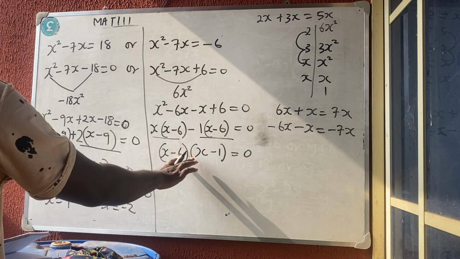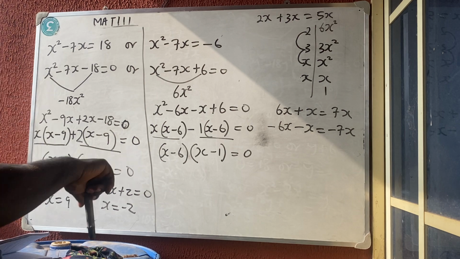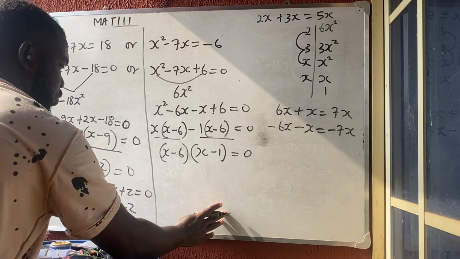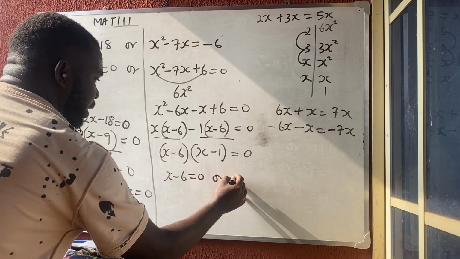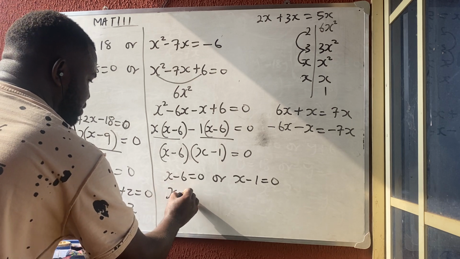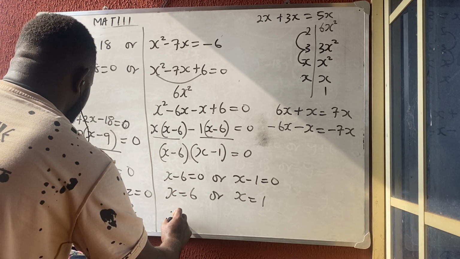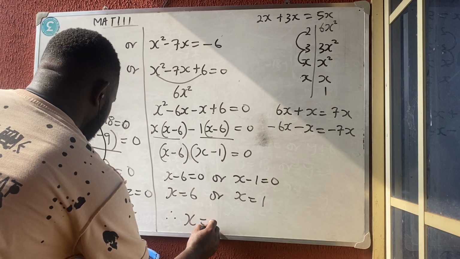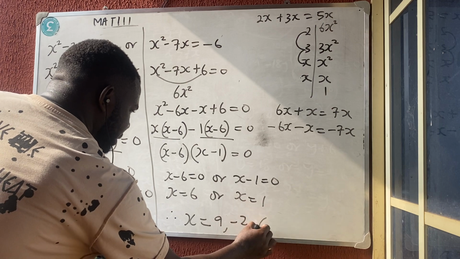Now, when the product of two things is equal to 0, it means that either one of them must be 0. But we don't know the one that is the 0. So we can say, let that x minus 6 be the one that is 0, or we can say that x minus 1 will be 0. So collecting items, I'm having x is equal to 6, or x is equal to 1. So therefore, x is equal to 9, minus 2, 6, and 1.